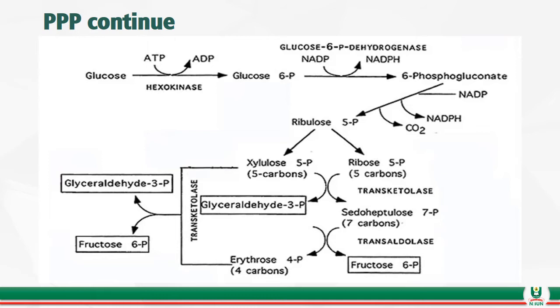And the xylulose 5-phosphate proceeds to glyceraldehyde 3-phosphate. The xylulose 5-phosphate is converted to erythrose 4-phosphate, which is a 4-carbon compound, and this reaction is catalyzed by transketolase. And the xylulose 5-phosphate that is converted to erythrose 4-phosphate also leads to the production of glyceraldehyde 3-phosphate and fructose 6-phosphate.